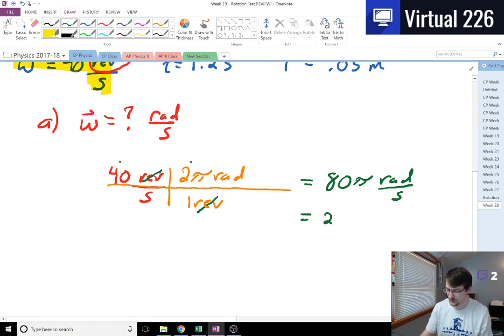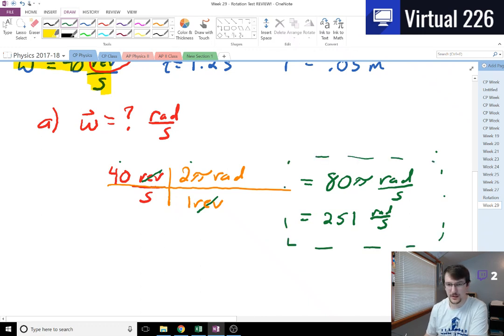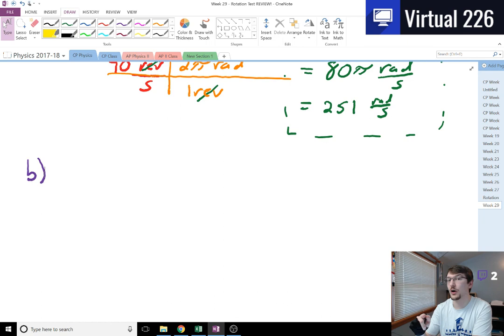So you could also just call this 251 rad per second. Either or, you'd be fine. Okay, so that's part A right there, just a little unit conversion to put that into a better unit for us. For part B, let's figure out how far this baseball rolled.